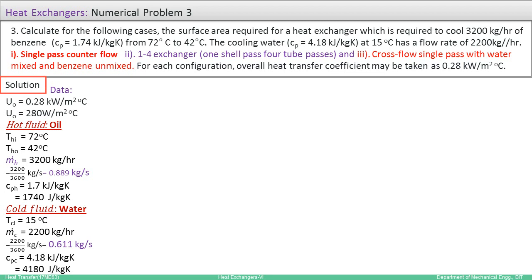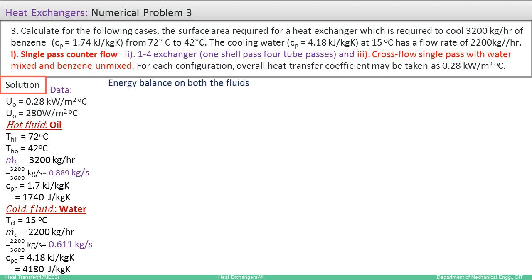Specific heat 1.74 kilojoule per kg Kelvin is written as 1740 joule per kg Kelvin. Similarly, for the cold fluid, that is water, TCI, inlet temperature is 15 degrees Celsius, mass flow rate is 2200 kg per hour, 0.611 kg per second. CPC is 4.18 kilojoule per kg Kelvin given, and that is written as 4180 joule per kg Kelvin.